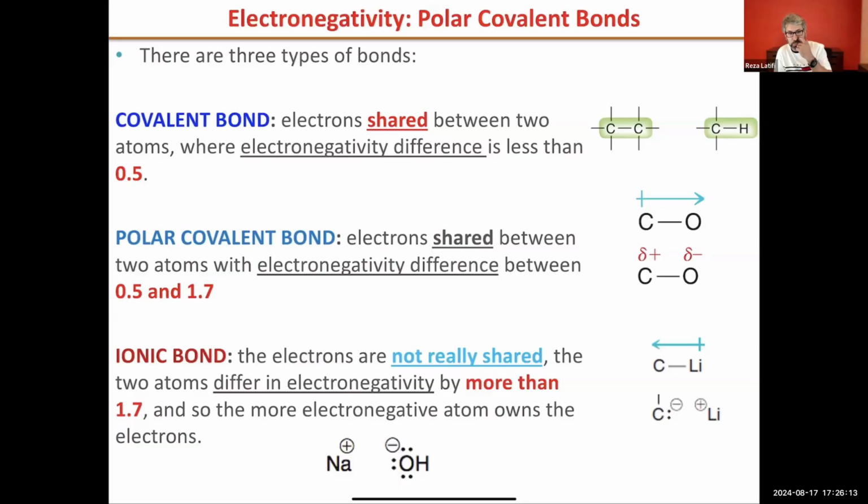Now, if you pass 1.7, if the gap is bigger than 1.7, you're not going to have any sharing. One of the elements is going to be so strong that it will take those two electrons, it will steal them. In that case, you are not going to write minus delta or plus delta. You will say +1 and -1. For example, when you take sodium and pair it with chlorine, sodium is going to give an electron to chlorine. And this is going to happen. Sodium will have a positive charge, and it is a whole positive charge.